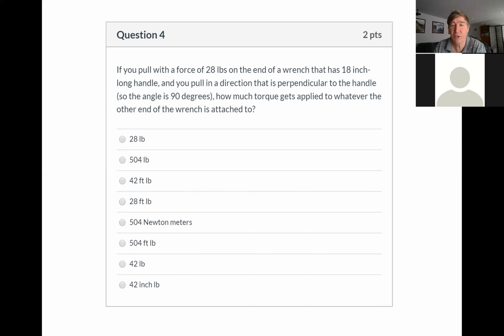Okay, so I'm seeing 2 different answers. So I need to see a couple more. Okay, so I'm seeing 3 answers, 4 answers, and 3 of them. Looks like everybody's pretty much agreed except for one person. So you guys are saying it's 42 foot-pounds, and that is what I got as well. So make sure you know that. 18 inches, that's 1.5 feet, because there are 12 inches in a foot.